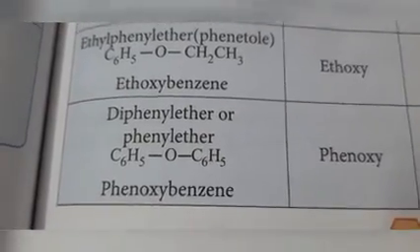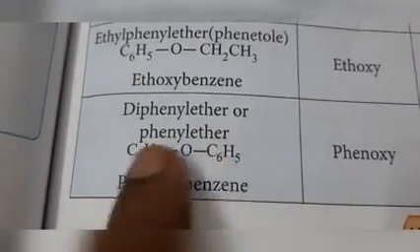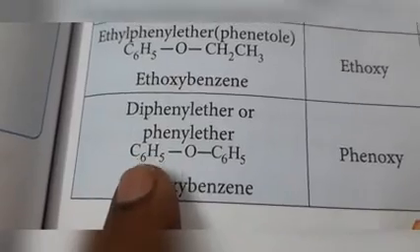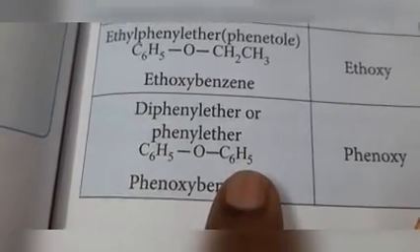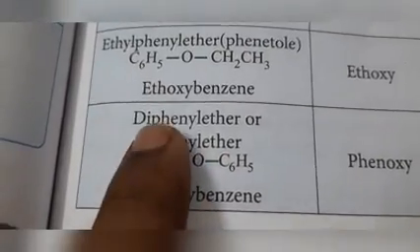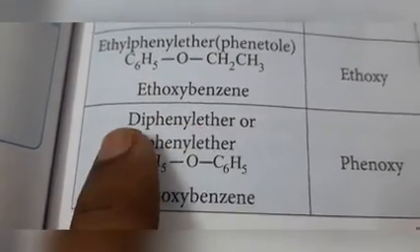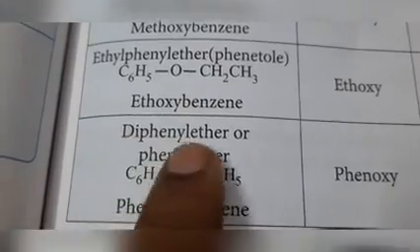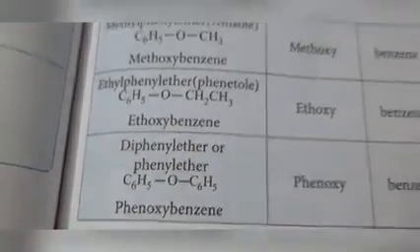The next compound, oxygen is attached with two phenyl groups. This is phenyl, and this is also phenyl. So oxygen is linked with two phenyls, so only diphenyl ether. Di means two. Alkyl name plus ether.